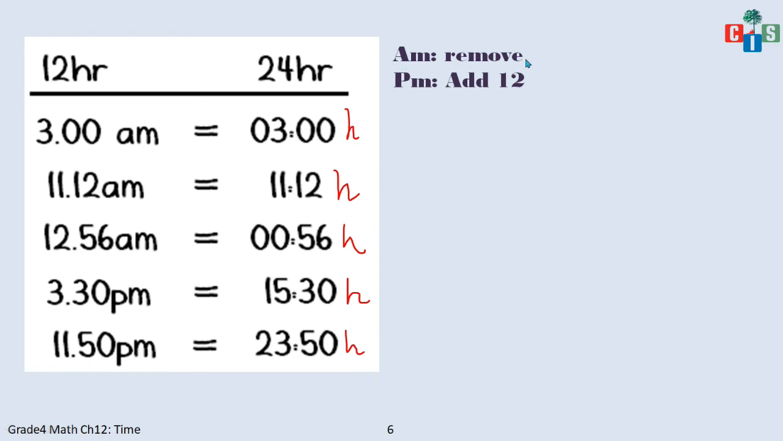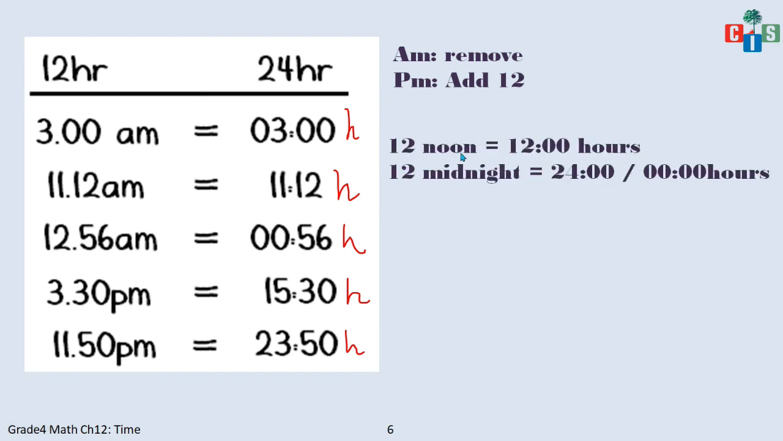For AM we will remove it, and for PM we will add 12. And for 12 noon it is 12 hours, and for 12 midnight, it will be 24 hours or 00:00 hours, because the new day will start after 12 midnight. Yes, that's why we celebrate birthday also at midnight. Okay, and in the afternoon when there is a 12 o'clock, that is 12 noon, it is known as 12 hours, because after 12 hour it will be 13 hour. So 12, 13, 14, 15 like that it will go.